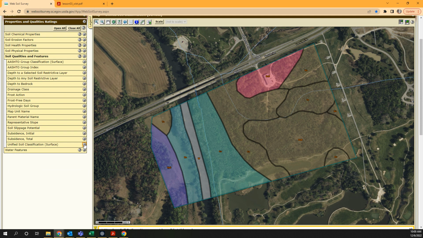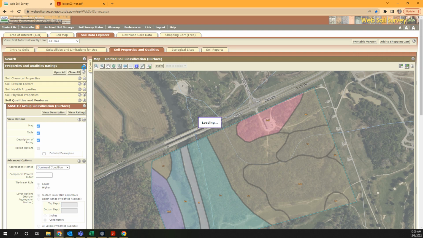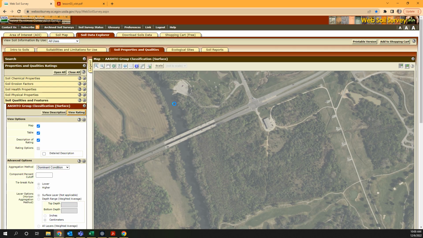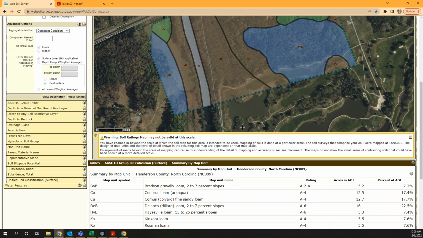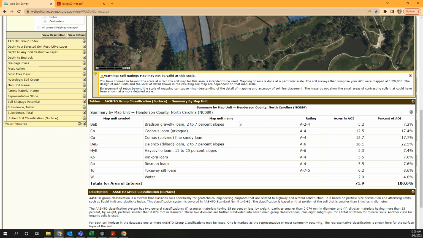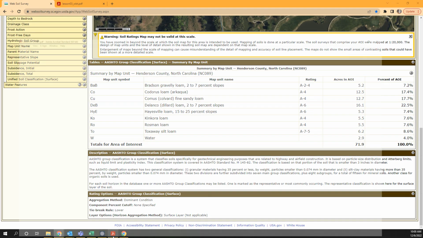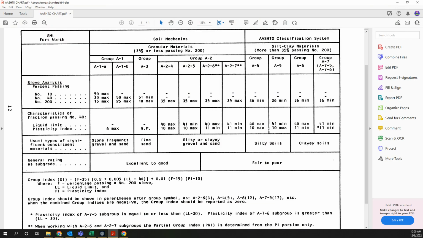AASHTO is something that you will want to look for a lot of the things that you're going to be doing a subgrade for. So if you go to AASHTO group classification and we hit view rating, it's going to give us an AASHTO for each soil group. What you see for your AASHTOs is usually an A dash some number. And that's really key. There's actually a table that I have. It's really handy, and I can send this to you if you are interested in having this.